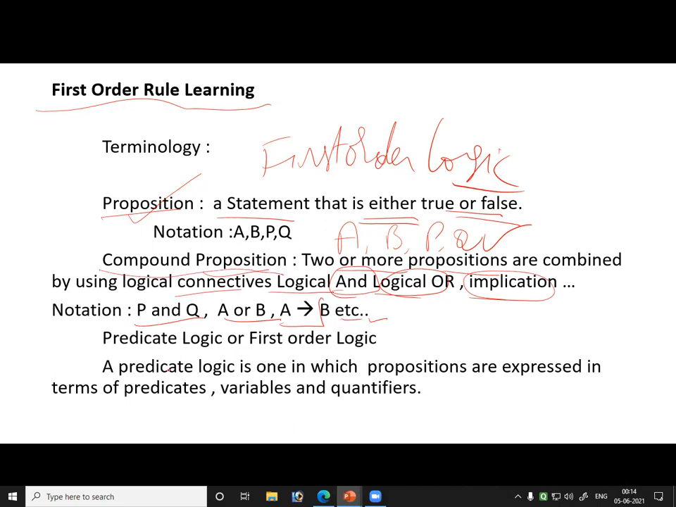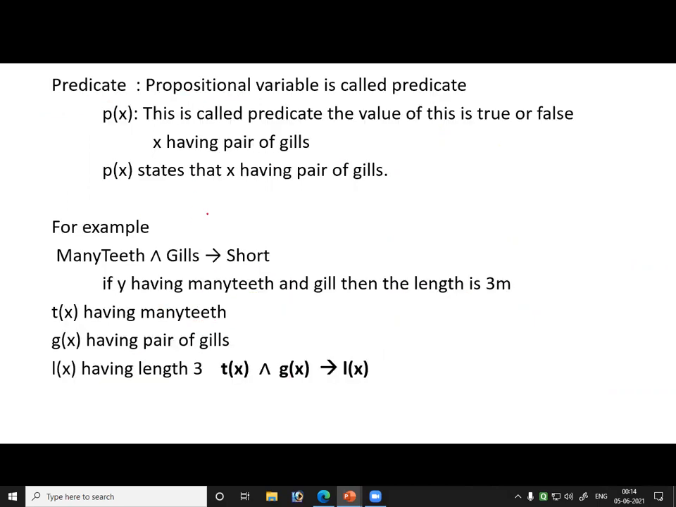What do you mean by predicate logic or first order logic? A predicate logic is one in which propositions are expressed in terms of predicates, variables, and quantifiers. What do you mean by predicate? A propositional variable is called a predicate. P of x, this is called a predicate. The value of this is true or false.